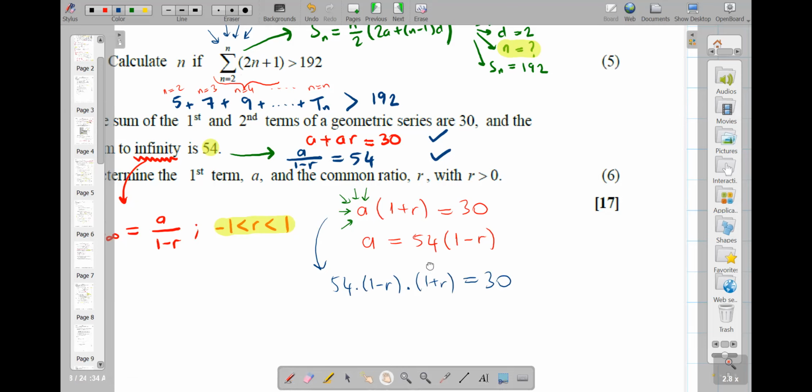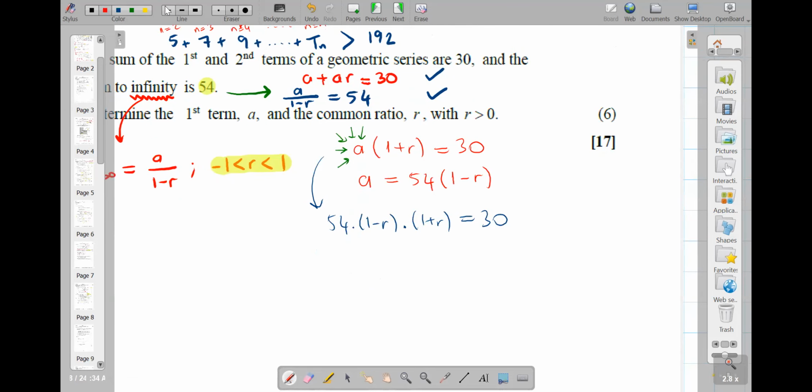So that makes it quite nice, because from then things get easier and easier. Like what? If I divide both sides by 54, 1 minus R times 1 plus R makes 1 minus R squared, and the right side becomes 30 over 54. What is 30 over 54, by the way? They are both divisible by 6, so 5 over 9.